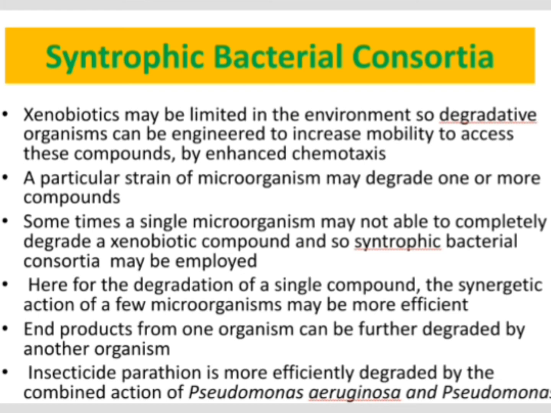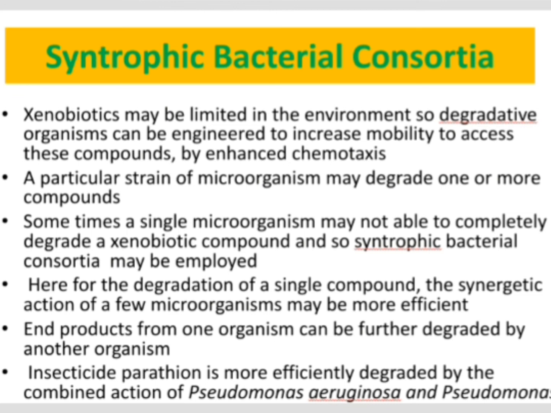And in such cases, Syntrophic bacterial consortia are needed. This Syntrophic bacterial consortia means action with the help of a lot of microorganisms, so the degradation of that single xenobiotic compound will be more efficient. Here, by the synergistic action of a group of microorganisms, the biodegradation process is carried out. That is called Syntrophic bacterial consortia. So, more than one species of bacteria takes part in the conversion or degradation process.